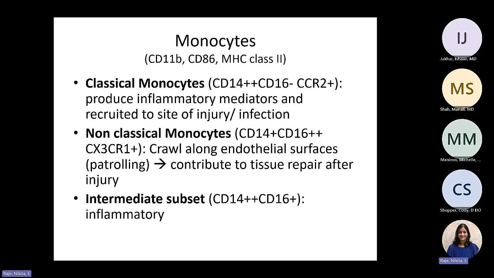Now, apart from these classical and non-classical, there is a third subset, which is called the intermediate subset, because it's a combination of both of the monocytes. They are CD14 strongly positive, but they are also positive for CD16. In general, they are more inflammatory, so more like classical monocytes in their function than the non-classical.